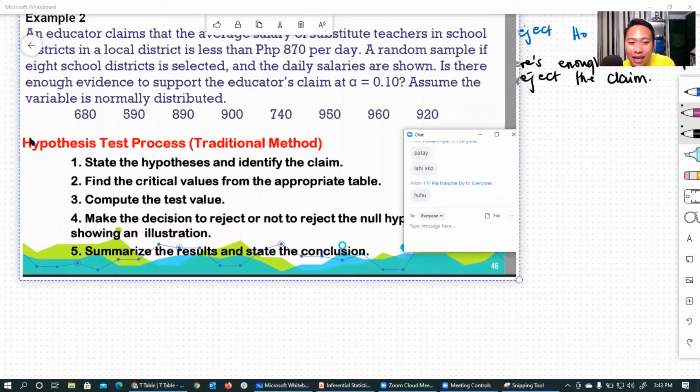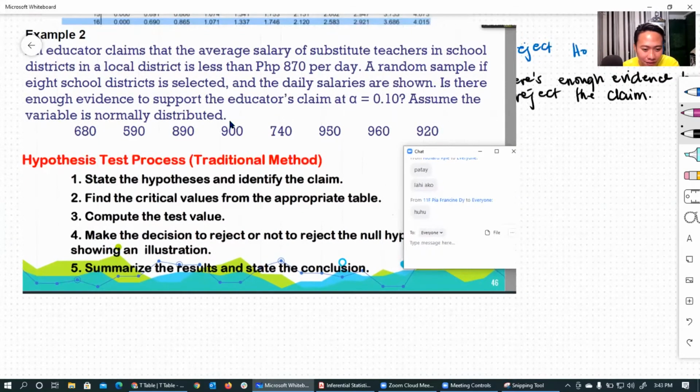It's very easy. You just have to add all these numbers, 680, 590, 890, 900, 740, divided by 8 because you have 8 numbers that you can see there. That would give you a sample mean of 828.75. Right? You should also master the sample mean, guys.